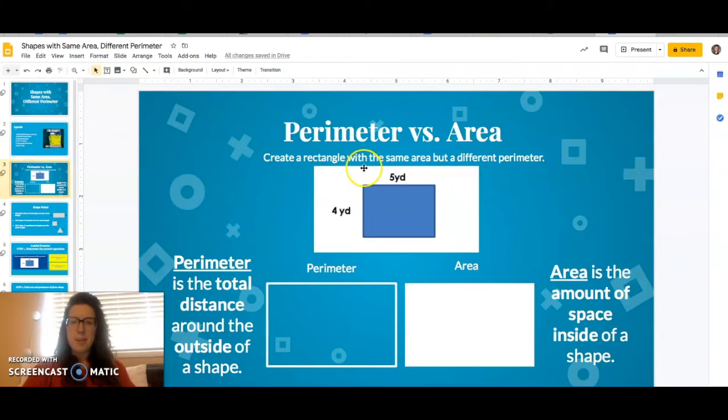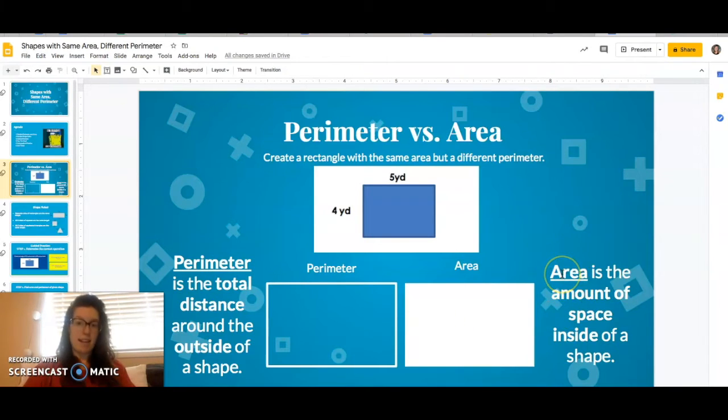Okay. So the problem says, create a rectangle with the same area but a different perimeter. Looks like my length is 4 yards, my width is 5 yards. Okay, so to refresh my memory, perimeter is the total distance around the outside of the shape, so where this white border is here, right? Oftentimes we see problems where we're talking about like a fence going around something when we're talking about perimeter.